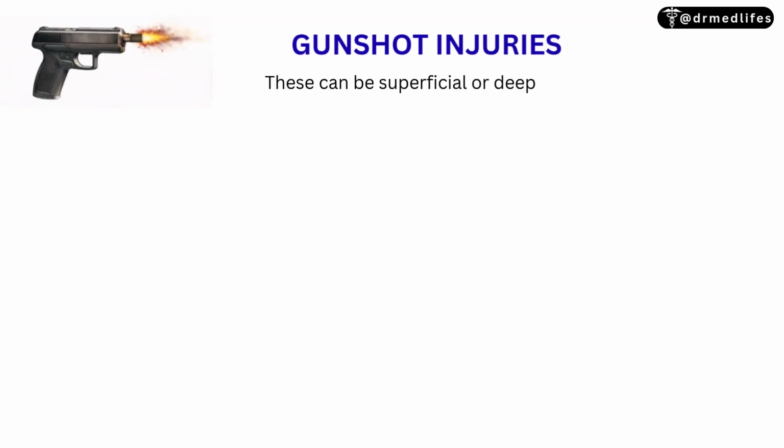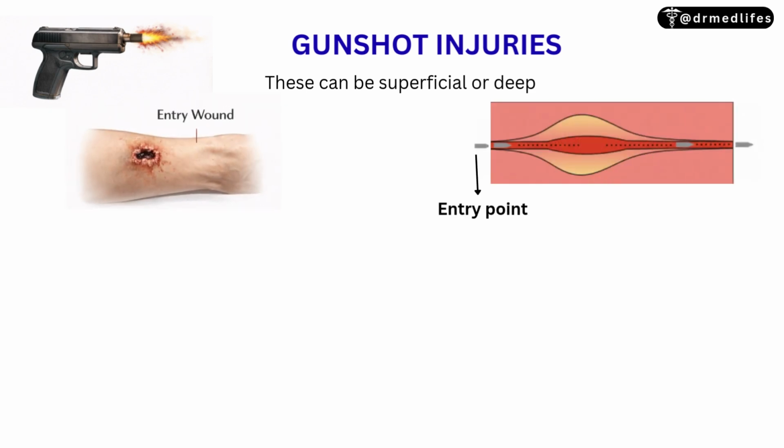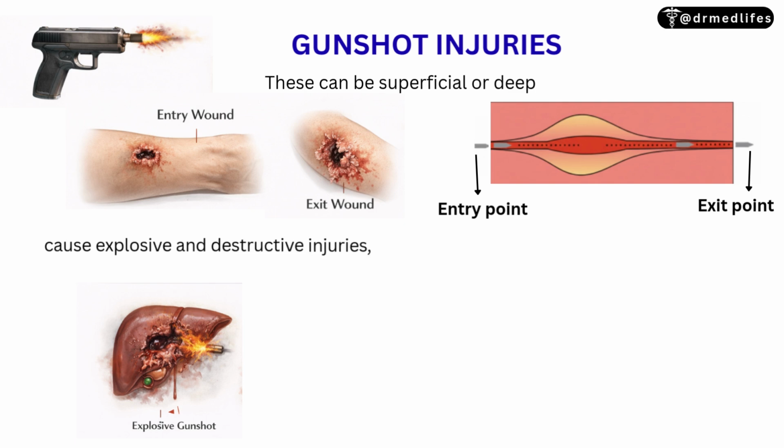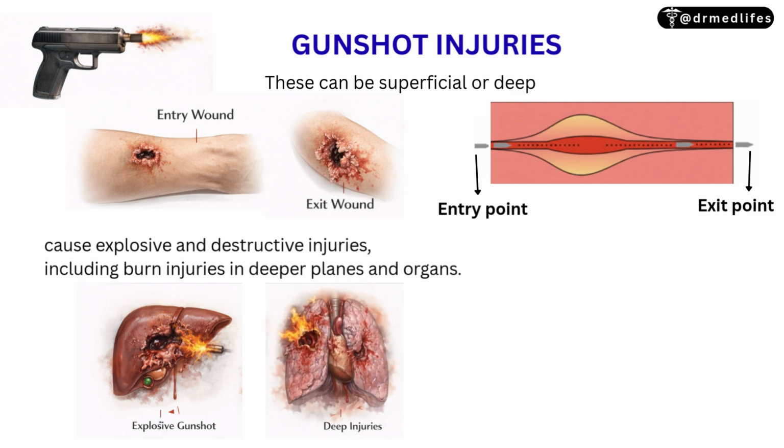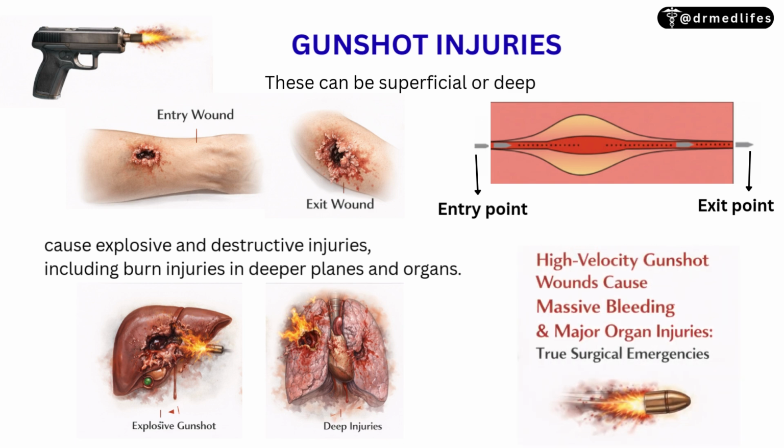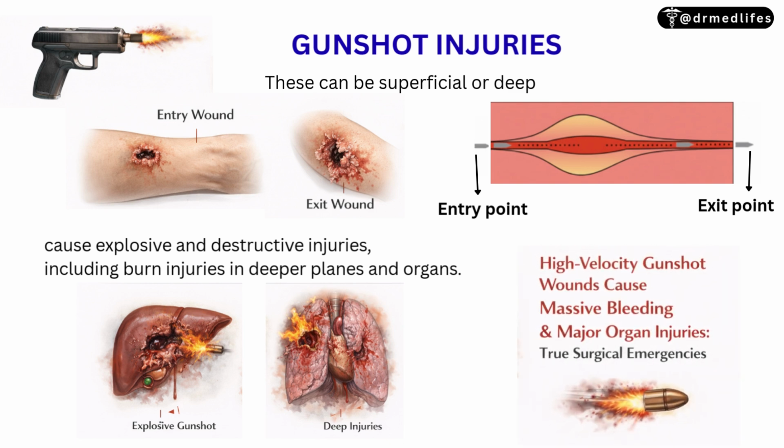Tenth one is gunshot injuries. These can be superficial or deep. There is usually an entry wound and an exit wound. These cause explosive and destructive injuries, including burn injuries in the deeper plane and organs. High velocity gunshot wound causes massive bleeding and major organ injuries. These are true surgical emergencies.